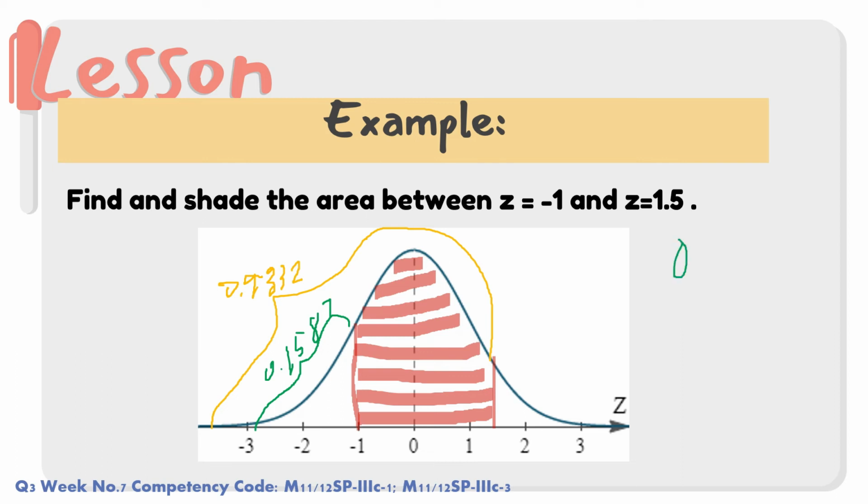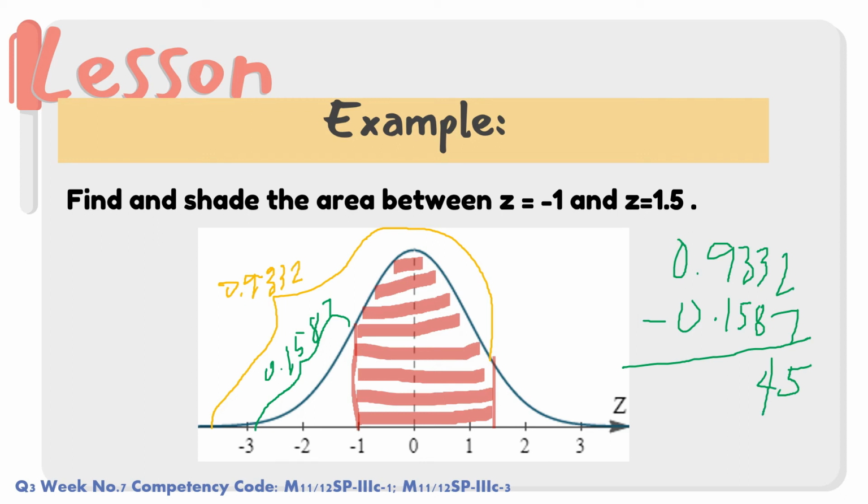To find the intersection of the two, we will subtract these two areas. Okay, that is 0.9332 minus 0.1587. That will give you 7,745 10,000.